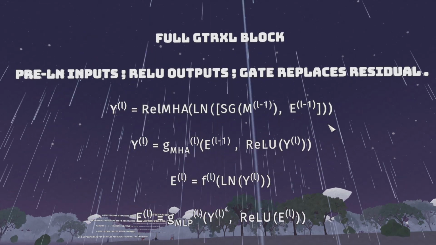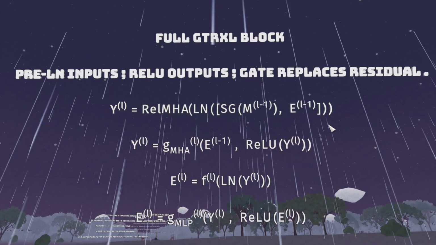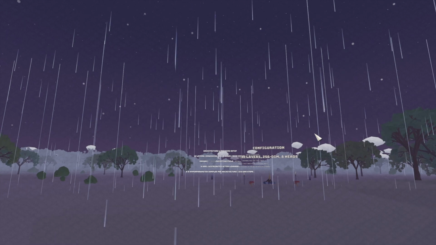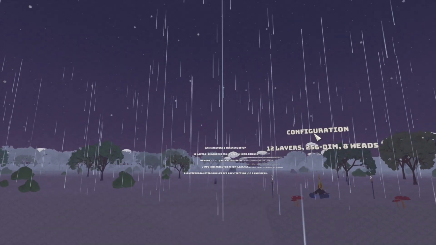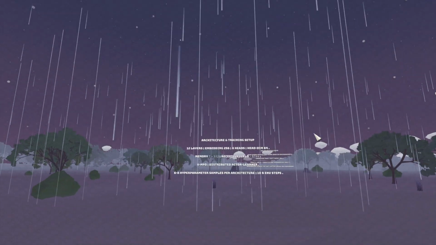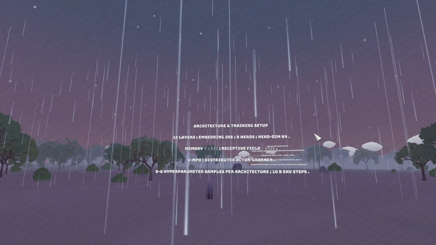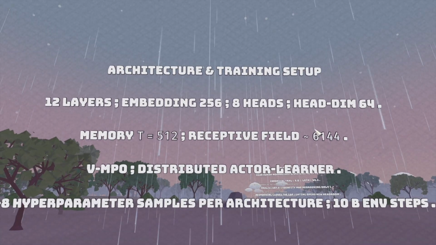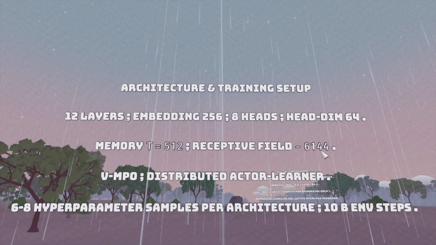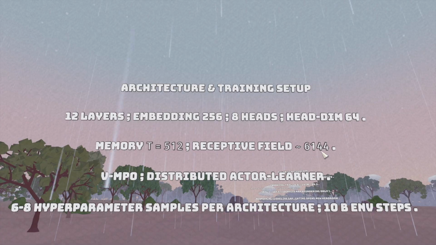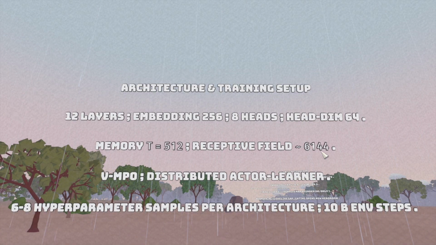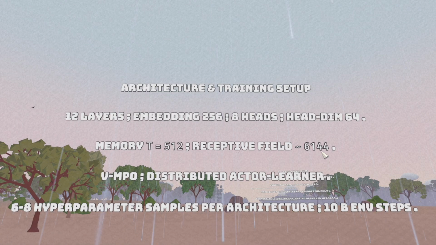So they take that, and the default architecture over their experiments is a 12-layer transformer with 256-dimensional embeddings, 8 attention heads, each of 64 dimensions, and a 512-step relative position memory cache at every layer. The receptive field at the output of layer 12 is hence 6,144 time steps, which spans most of the DMLab-30 episodes and environments that they verified against.